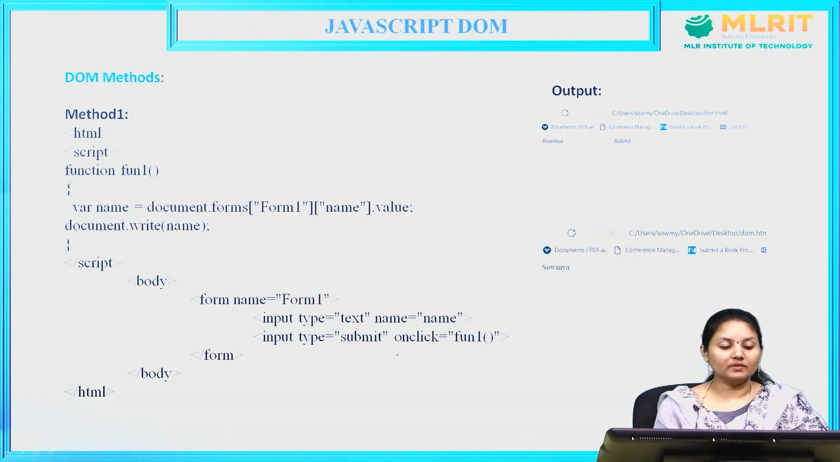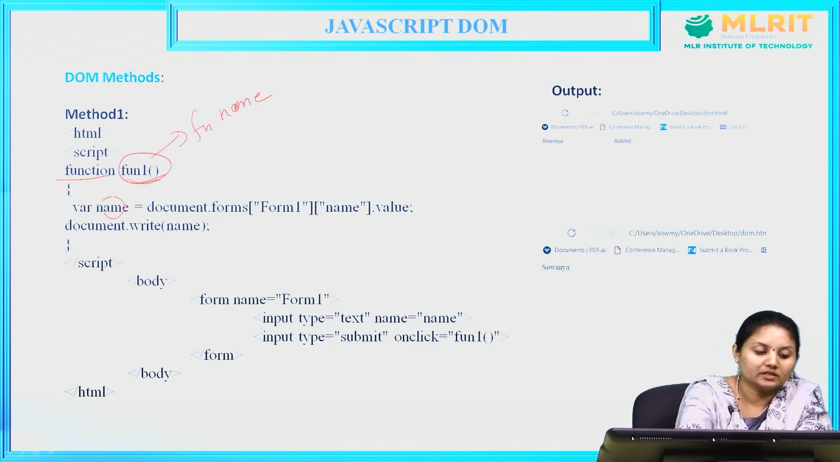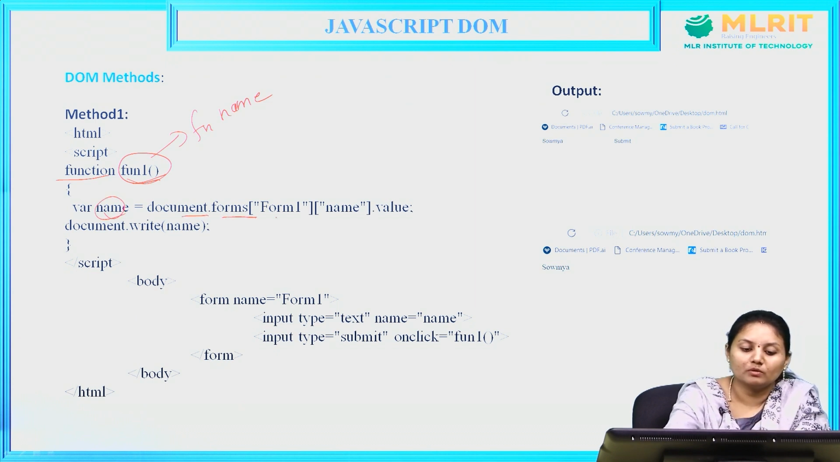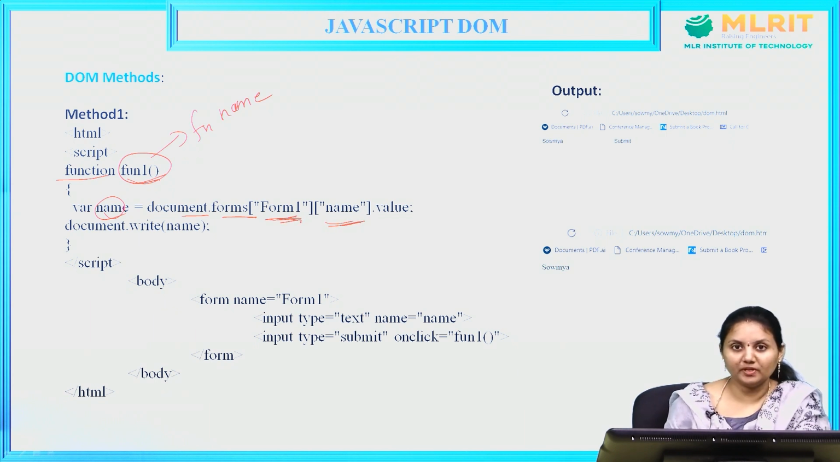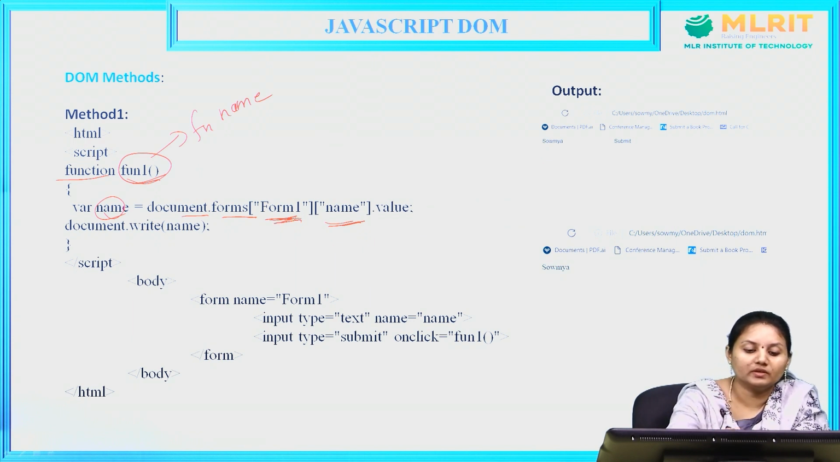Here we have created one function in JavaScript. We create a function f1, or any function name, using the keyword function. Here you are using document.forms. What are the forms you have? Form1 and name. If you have multiple forms, a unique name will be given for each form, and using that unique name only you will access the forms. So here we have given form1.